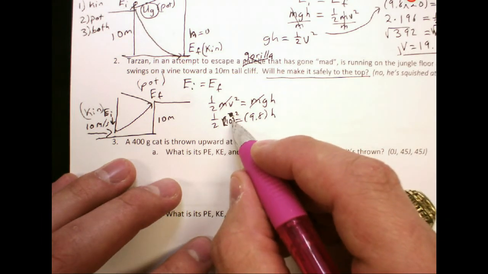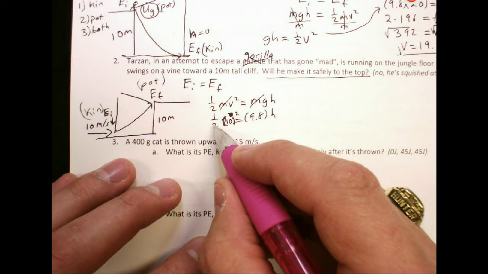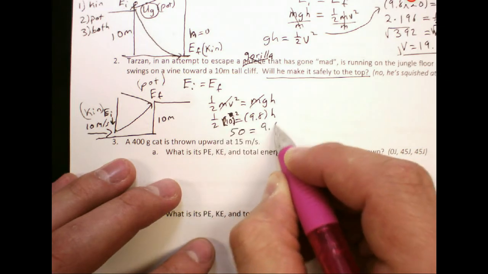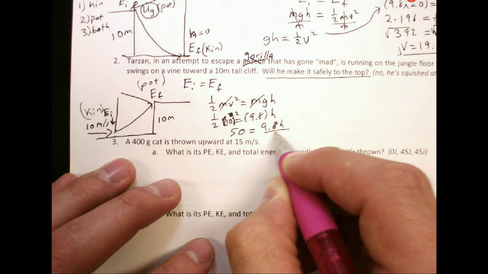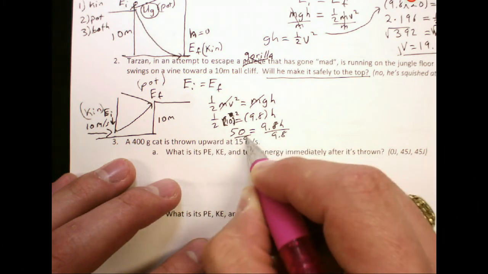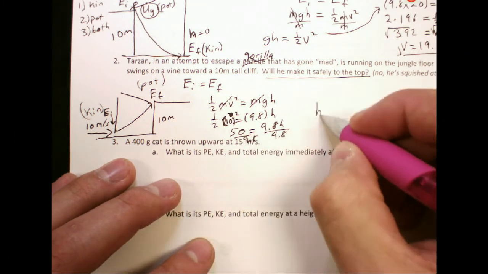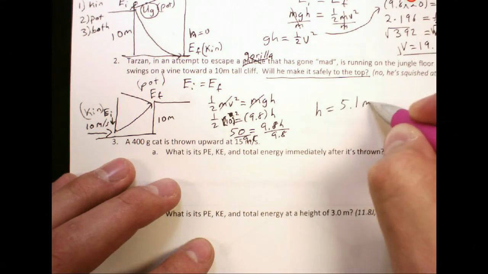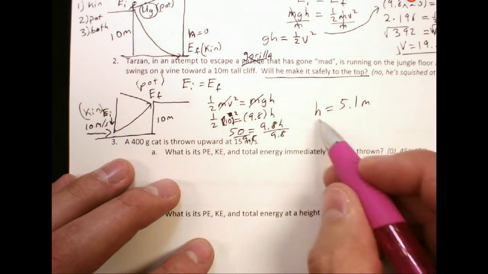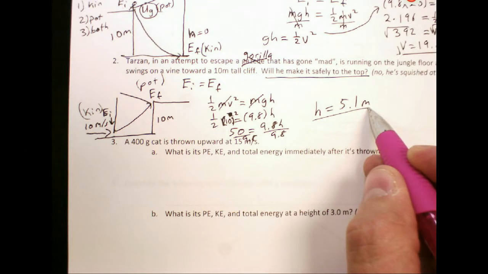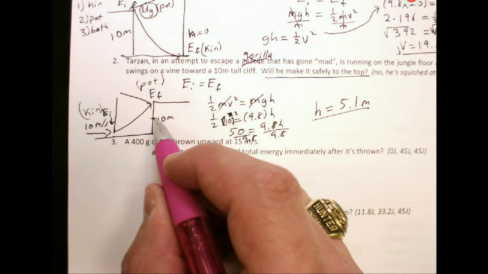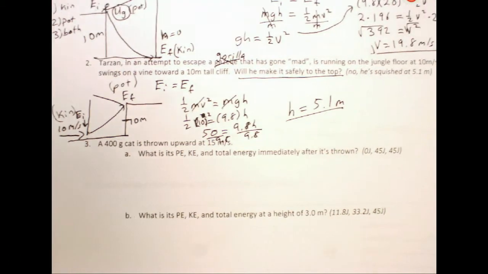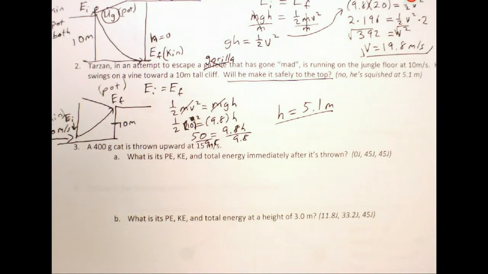And 100 times 1/2, or divided by 2, is 50. 50 equals 9.8 times h. And if we divide by 9.8 on both sides, you should come out with a height of 5.1 meters. And the big question is, will he make it safely? Well, he only has enough energy to go 5.1 meters, which will only get him about right here. So no, he doesn't make it to the top, and unfortunately it looks like the gorilla will get the best of Tarzan today.